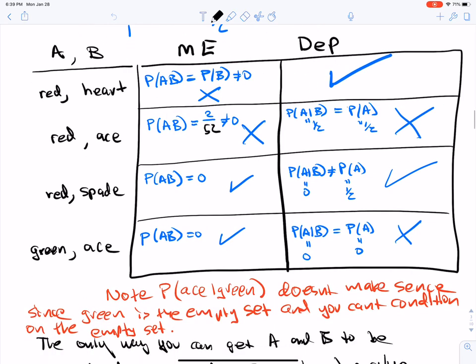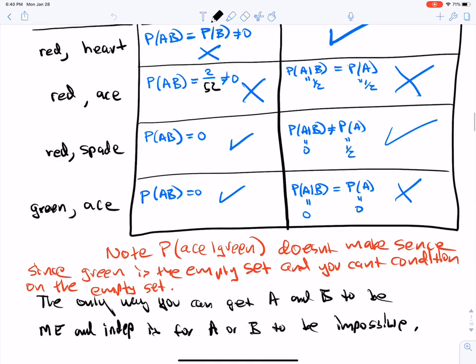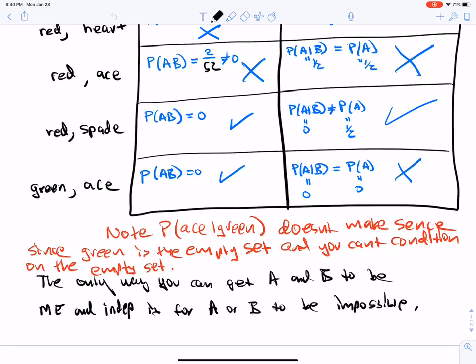I should note here that the conditional probability, the probability that it's ace given green, does not exist, since you can't condition on the empty set. The only way you can get A and B to be mutually exclusive and independent simultaneously is for A or B to be impossible, and that's the situation in the fourth row here.